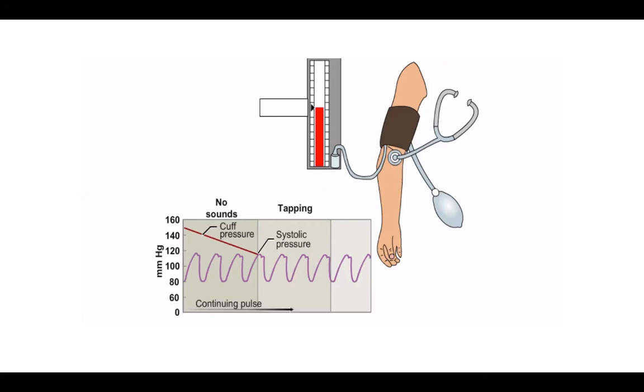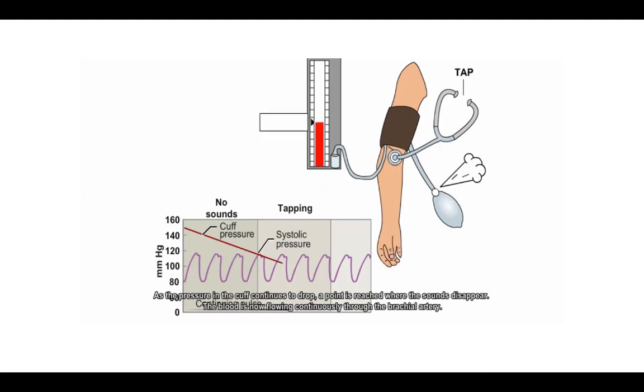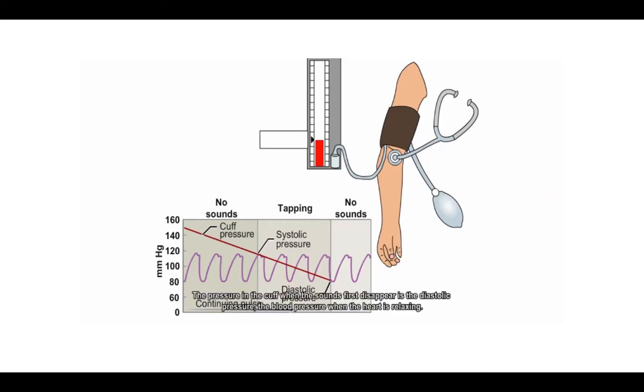As the pressure in the cuff continues to drop, a point is reached where the sounds disappear. The blood is now flowing continuously through the brachial artery. The pressure in the cuff when the sounds first disappear is the diastolic pressure, the blood pressure when the heart is relaxing. Blood pressure is reported in fractional notation, with systolic pressure as the numerator and diastolic pressure as the denominator. For example, a normal blood pressure might be 120/80 millimeters of mercury.